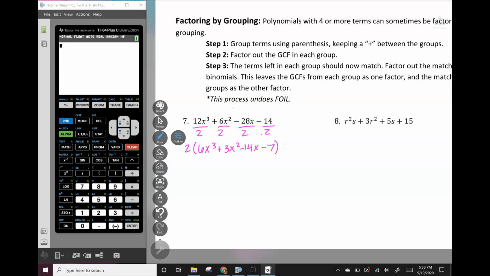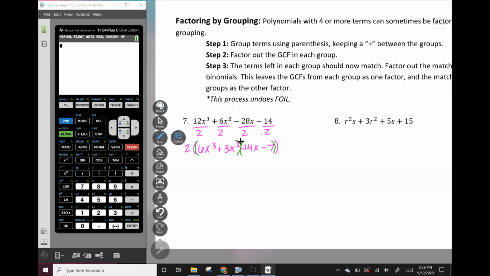You're going to actually group the first 2 terms, so that's these 2, and then group the second 2 terms. But you want to leave a plus sign in between, because they are still being added, right? All we did was break them apart and add parentheses around them.